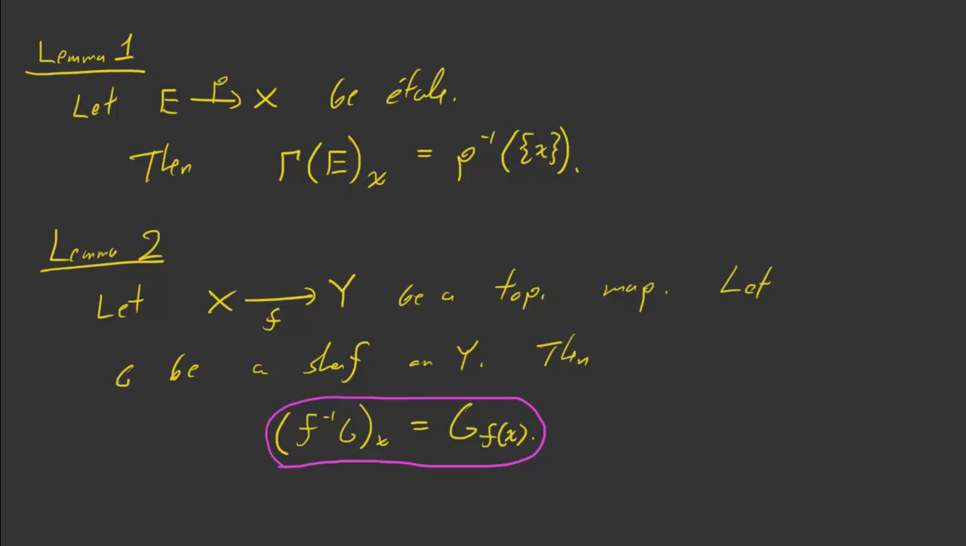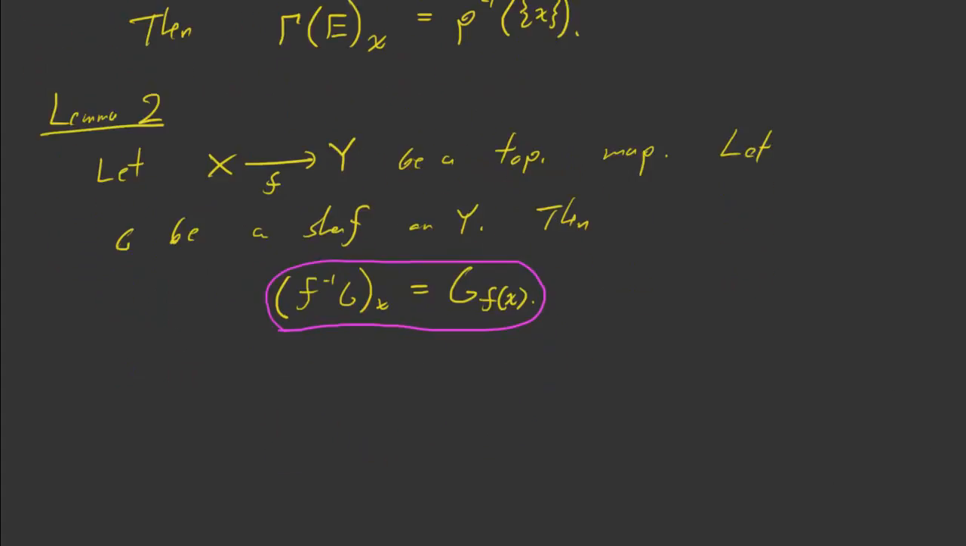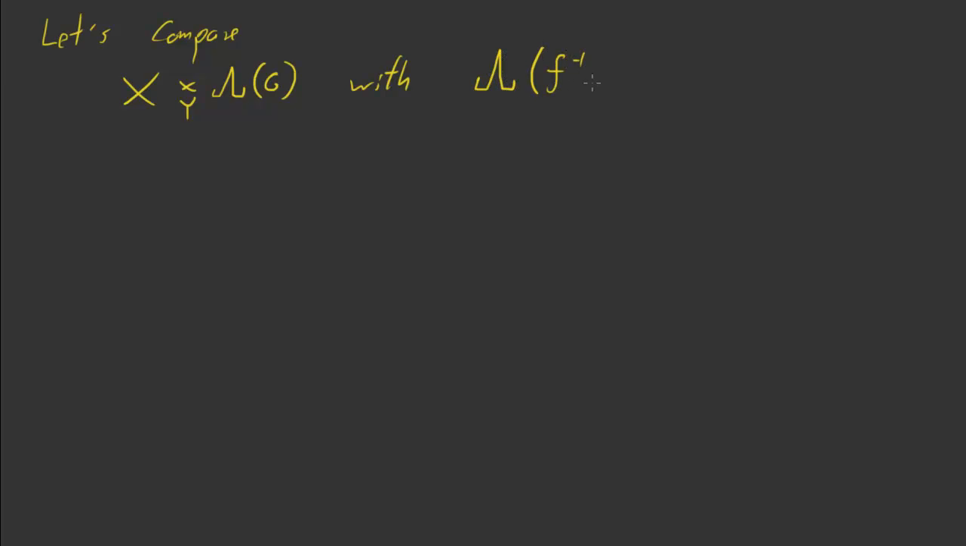Okay, so assuming these two lemmas, I can sketch a proof of the claim. It's basically just going to be to compare what the two spaces are. So let's compare X over Y, lambda G, with... let me write it out. Let me write it with lambda first, and then we'll see what it is with this guy. We'll see that the two spaces are homeomorphic, and that'll be enough to give the claim. So we want to prove that these two spaces are homeomorphic.